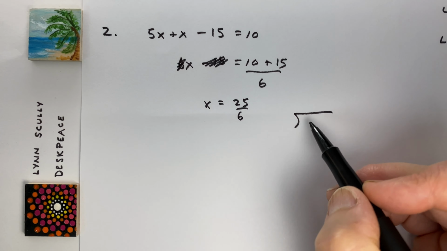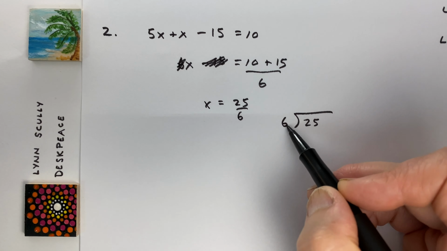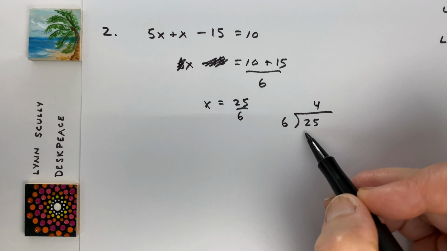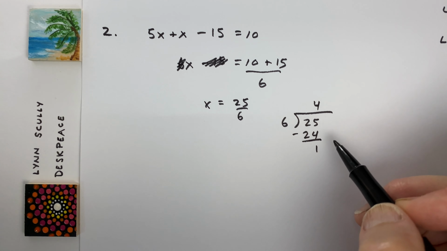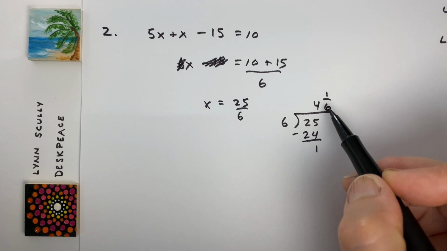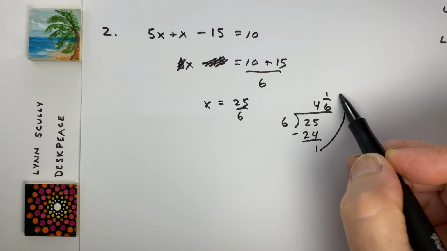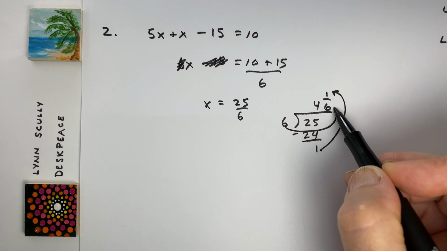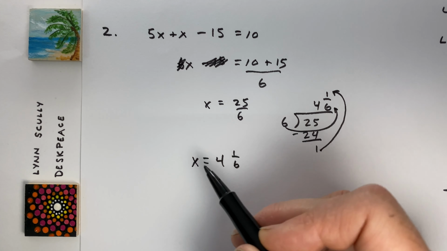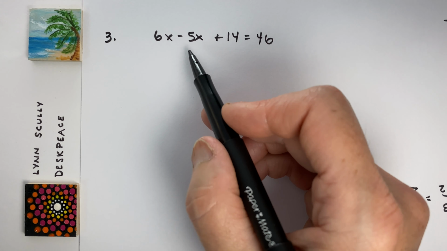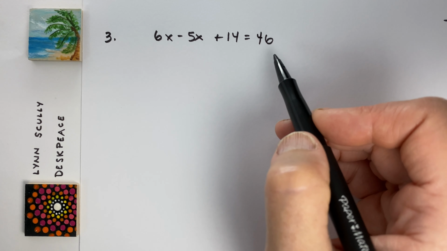I'm going to turn this one into a mixed number. 6 into 25 is 4 times. 4 times 6 is 24. When I minus this, I get 1. 4 and 1/6. The remainder goes over what you divided by. 4 and 1/6.